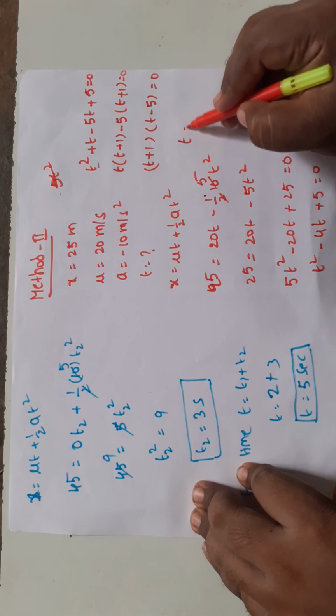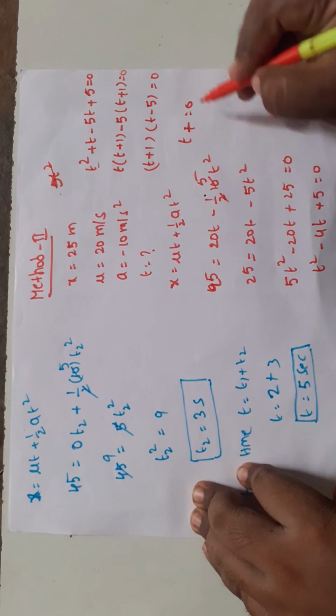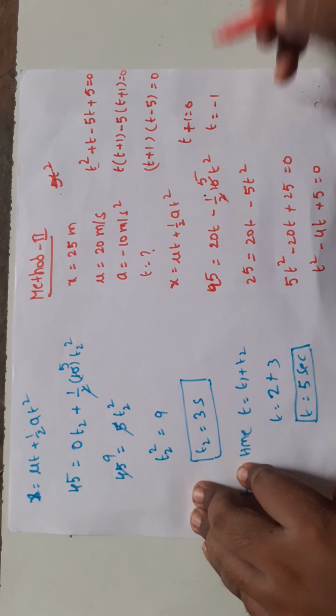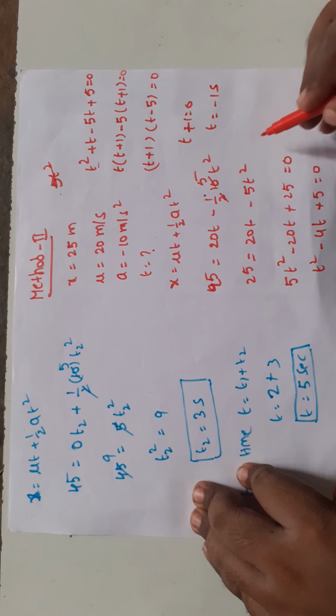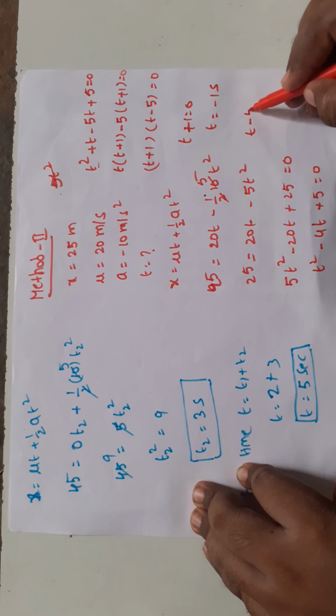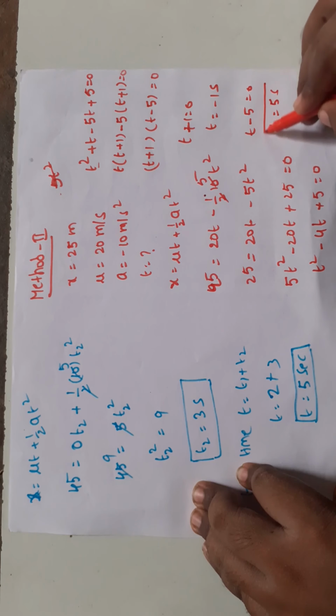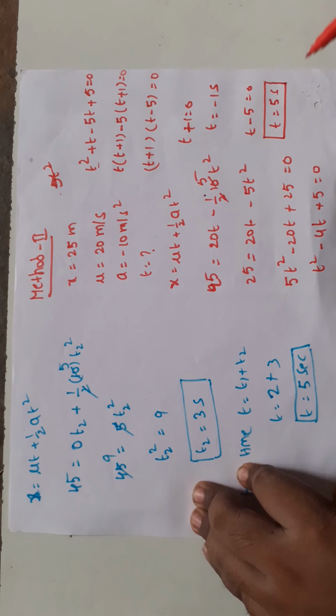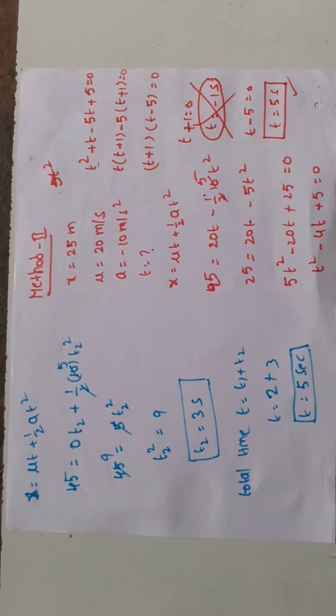So t plus 1 equal to 0, t equal to minus 1 second, and t minus 5 equal to 0, t equal to 5 seconds. Time is always a positive value, so total time taken is 5 seconds. Time is not negative, so we do not consider t equal to minus 1 second. So the total time taken by the ball is 5 seconds.